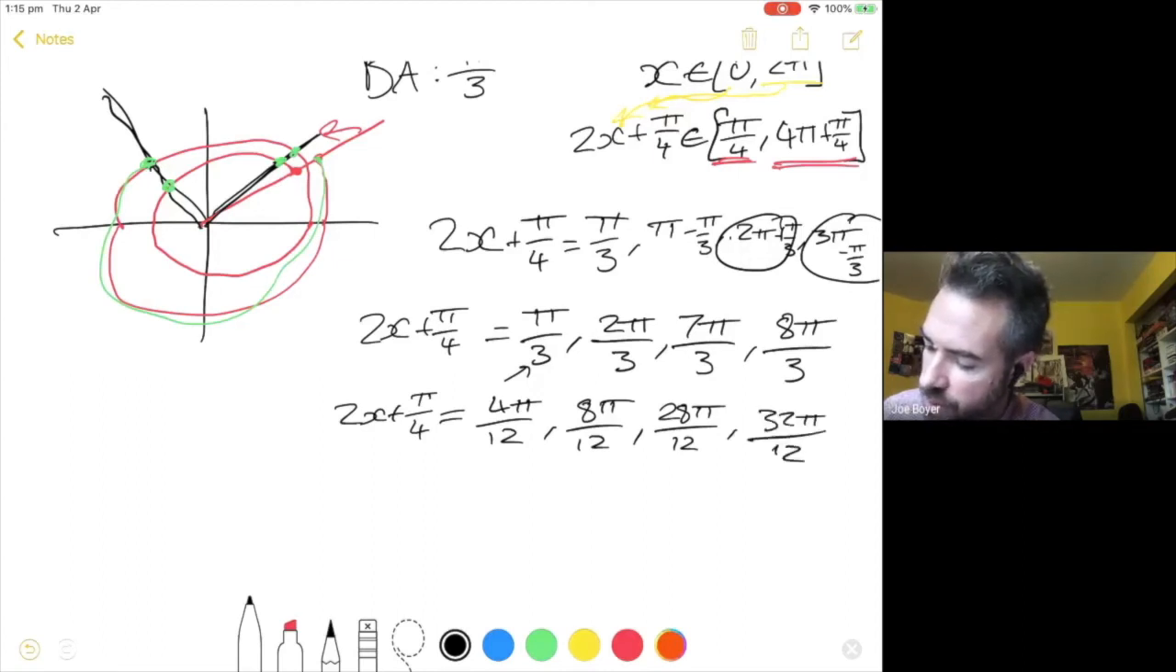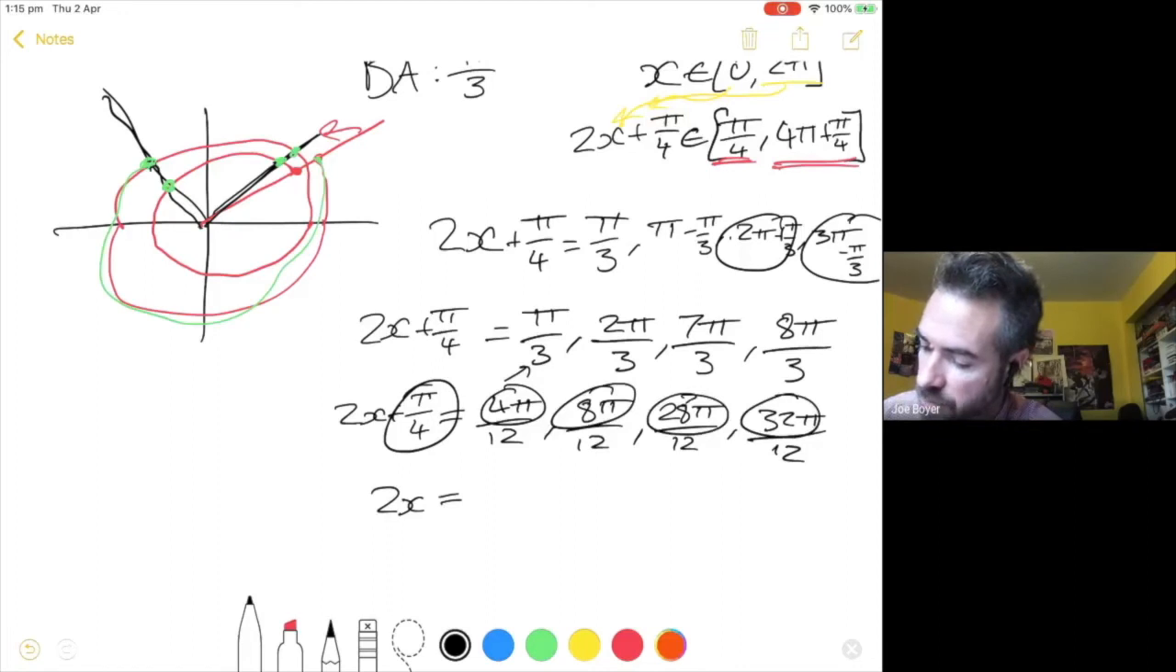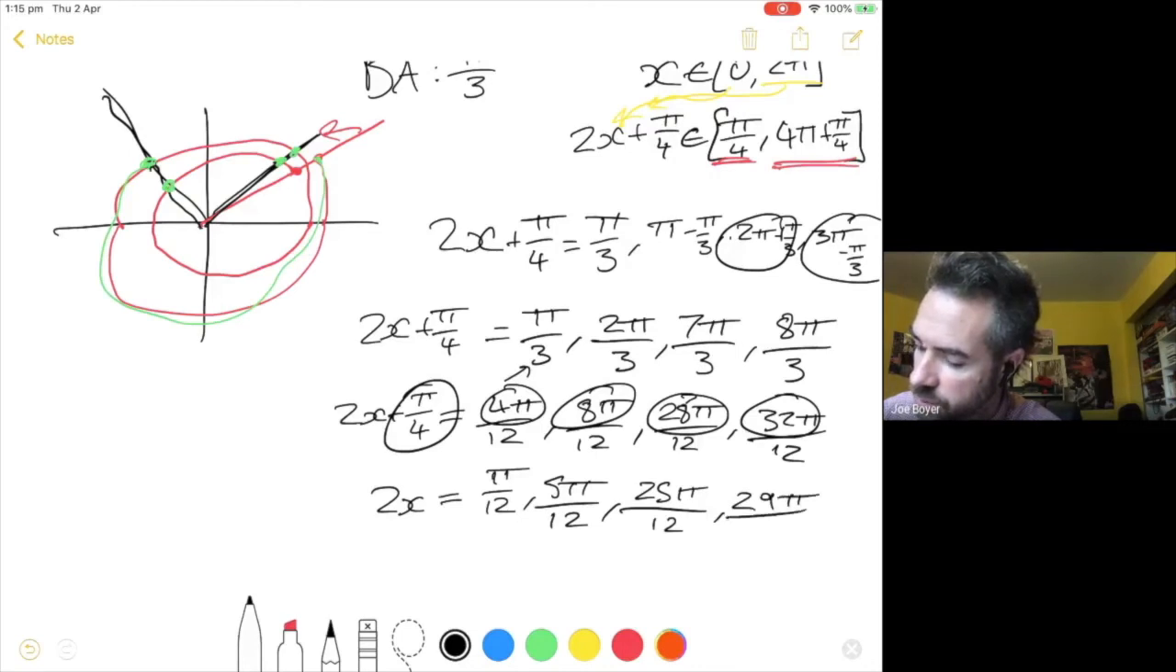Now my next step is to subtract that pi on 4, and subtracting pi on 4 is the same as subtracting 3 pi on 12. So now I'm going to go through each of these and simply subtract 3 from each of my numerators. That gives me pi on 12, 5 pi on 12, 25 pi on 12, 29 pi on 12, and that's my answers for x.